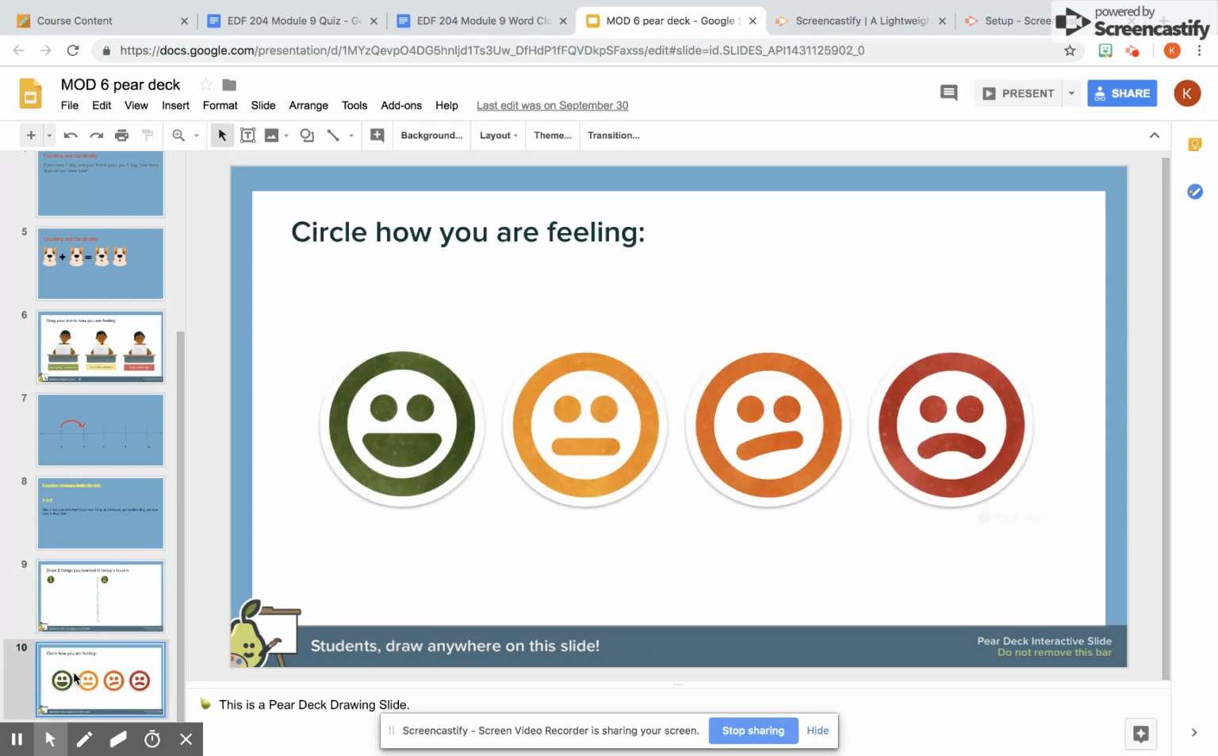This is also another way of seeing how they're feeling after the assessment. Circle how you're feeling, and it shows different faces and how they're feeling about this content lesson.